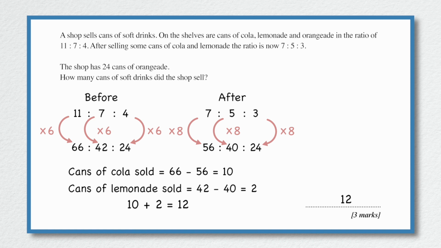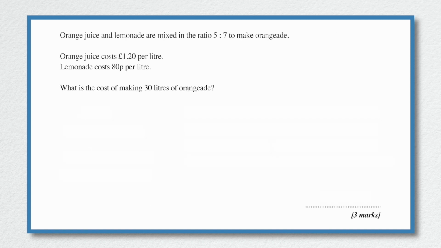I'm going to look at 2 more questions. Have a go at this one. Orange juice and lemonade are mixed in a ratio of 5 to 7 to make orangeade. Orange juice costs £1.20 per litre and lemonade costs 80p per litre. What is the cost of making 30 litres of orangeade? There are 3 marks for this question.